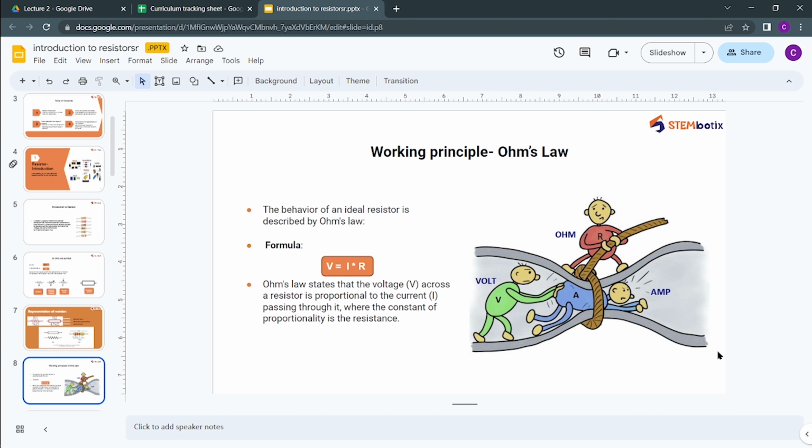nodes. So, the current has more paths to flow through. Suppose the current is coming from this node, then at this node the current has an option, meaning some percentage of current will flow through this and the remaining current will flow through this branch. Means the current has more than one path to flow, more than one pathway available in a parallel connection.